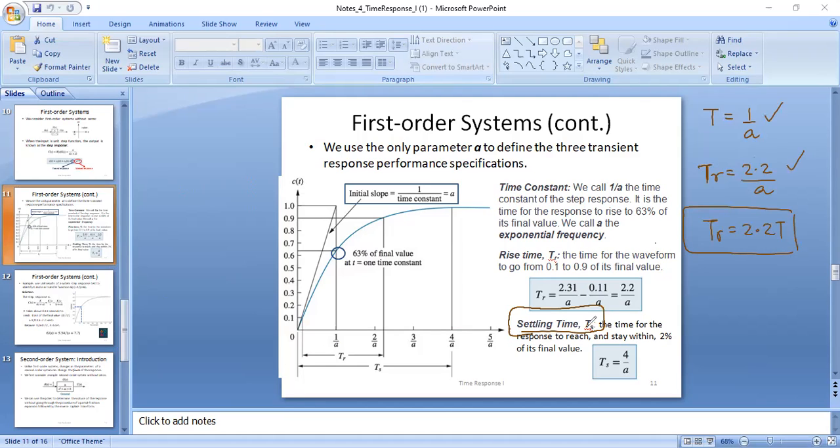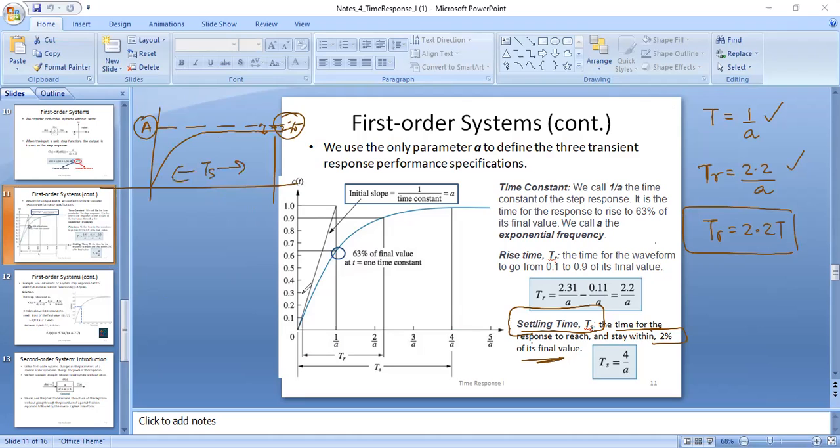What is the settling time? It is the time for the response to reach and stay within 2% of its final value. Suppose this is your final value, A, and your system response is moving like this and getting here. So you can see that it is approaching its final value, somewhere here, and this is within the 2% level. So that time is called your TS, settling time.